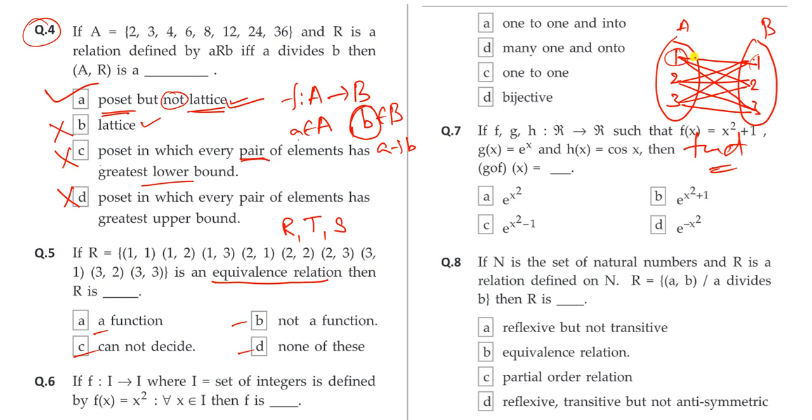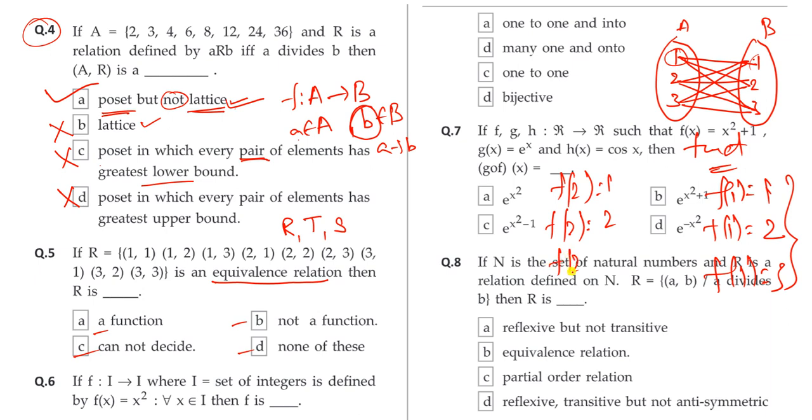1 has 1, 1 has 2. So that means f of 1 equal to 1, f of 1 equal to 2, f of 1 equal to 3. Is it possible? Okay, it is not possible, it is not a function. Similarly, f of 2 equal to 1, f of 2 equal to 2, f of 2 equal to 3. Is it possible? It is not possible, because for every element there must exist a unique element.